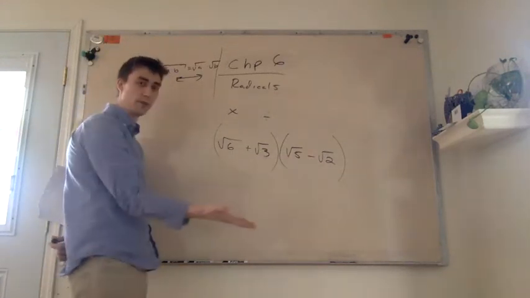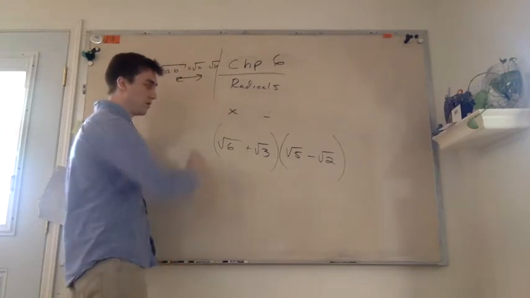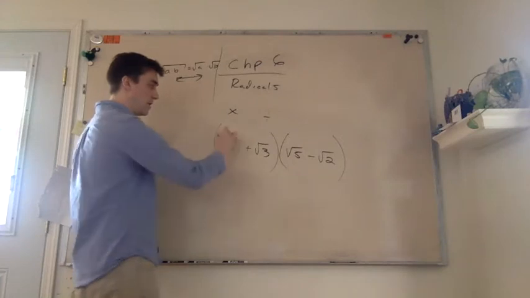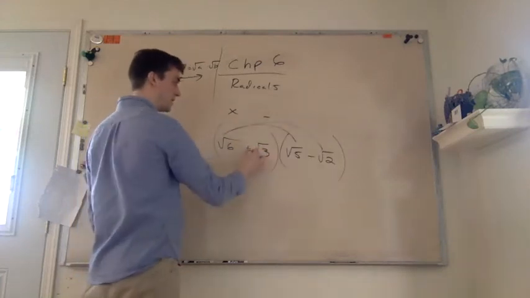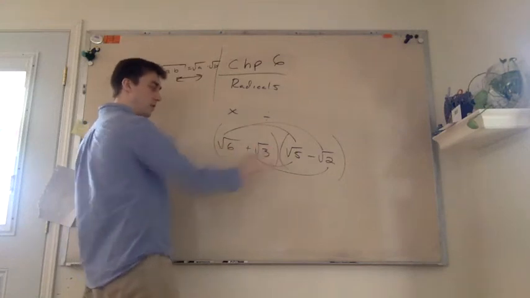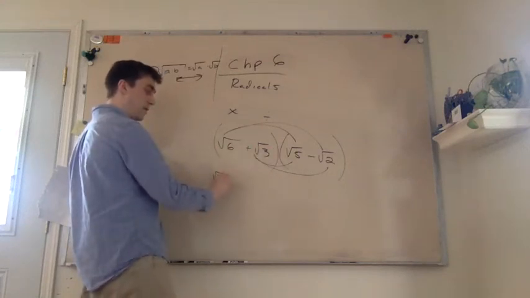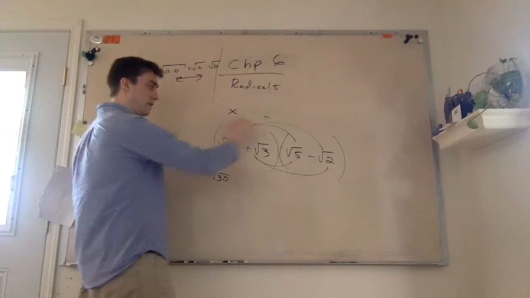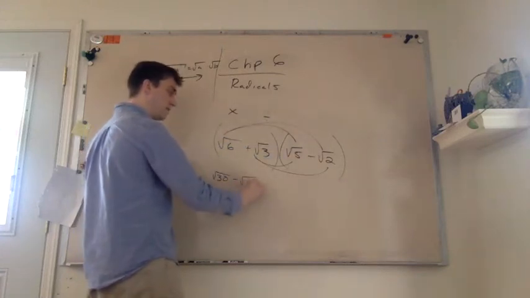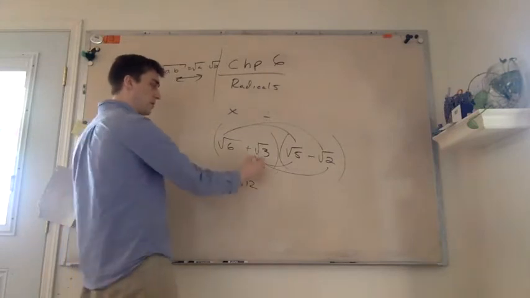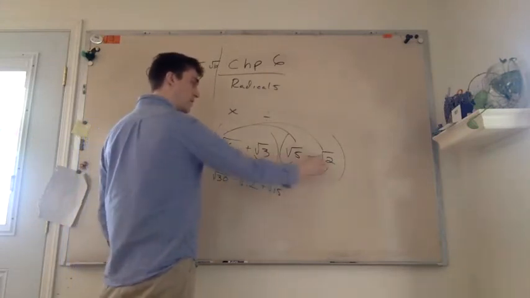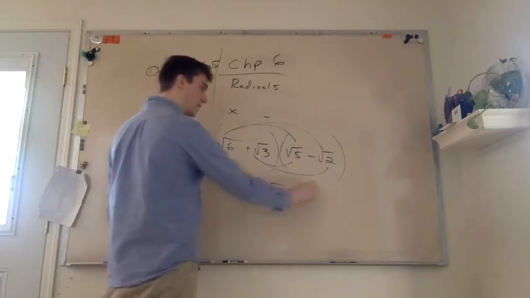So this is a FOILing procedure, right? This is a binomial times a binomial, so this times this, this times this, this times this, and this times this. Square root of 6 times the square root of 5 is the square root of 30. Square root of 6 times negative square root of 2 is negative square root of 12. Square root of 3 times square root of 5 is square root of 15. And square root of 3 times negative square root of 2 is minus square root of 6.